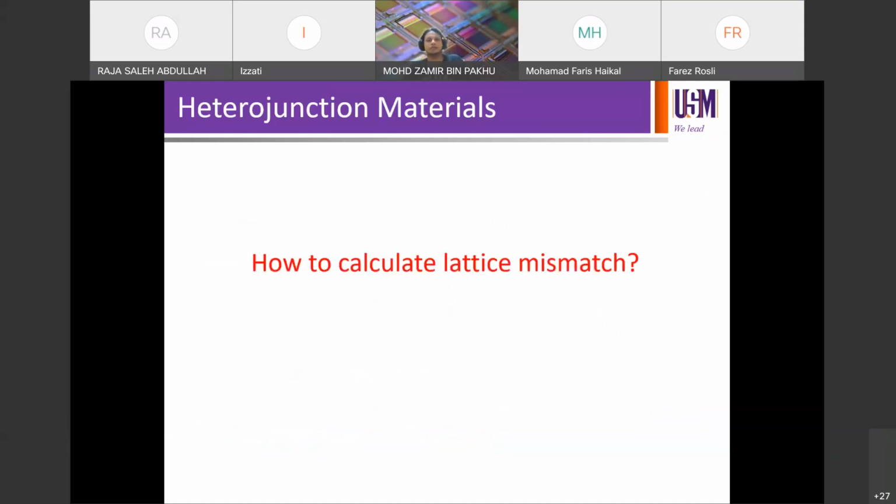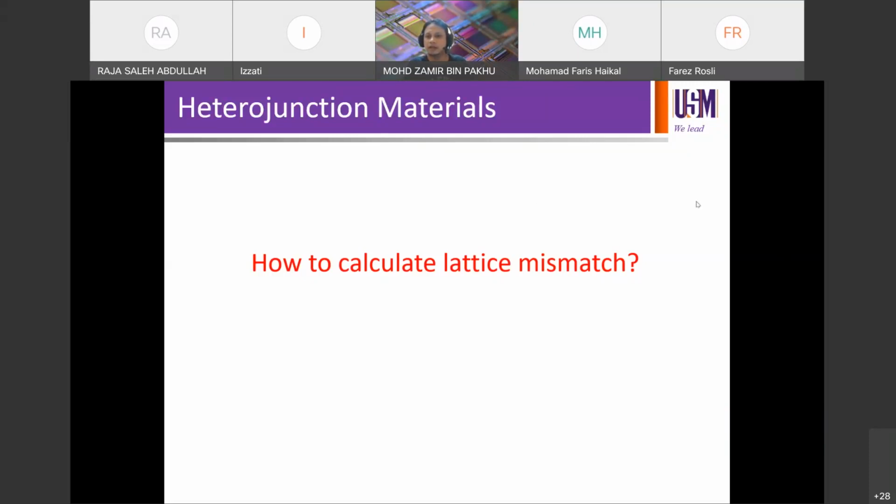So then, how do we calculate lattice mismatch? Did you check out how you get the lattice mismatch calculation? Anyone? What is the equation that we need to use in order to calculate lattice mismatch? Have you checked? Anyone? How do we get the mismatch? You need to try to calculate mismatch, huh?